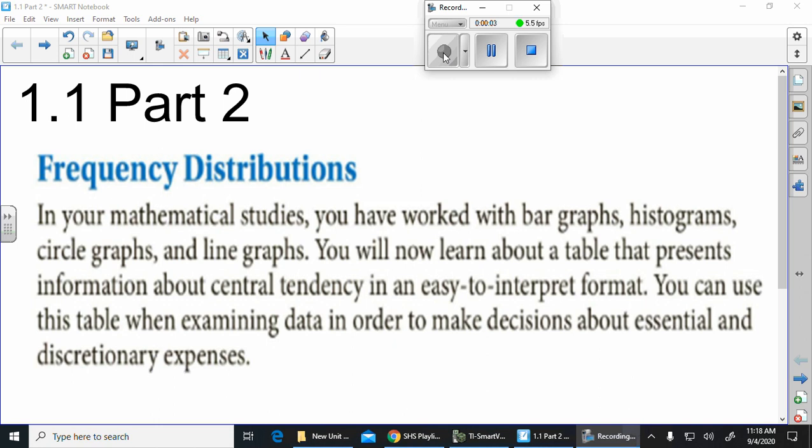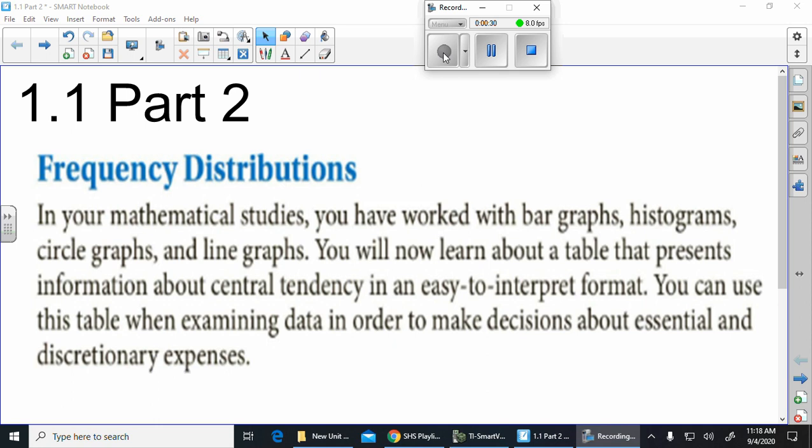For part 2 of this lesson, we're going to do a little work, very little, on frequency distributions. So if you read this, you can see that in the past, you've worked with bar graphs, histograms, circle graphs, line graphs. You have also worked with frequency distributions. Maybe you just don't know that's what they were called.